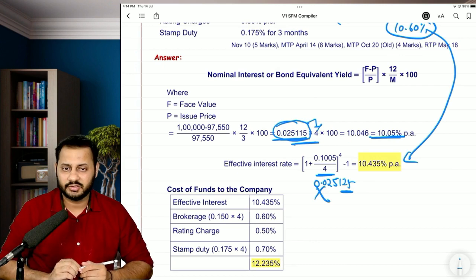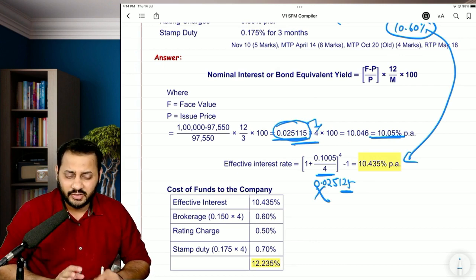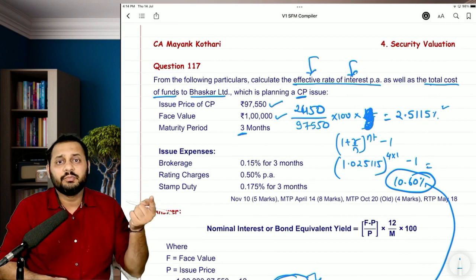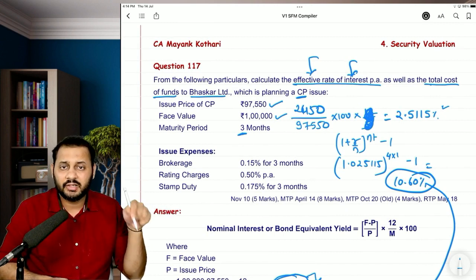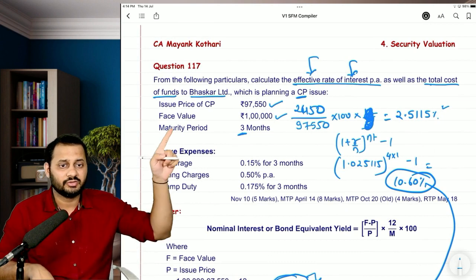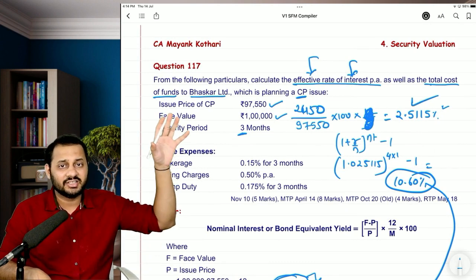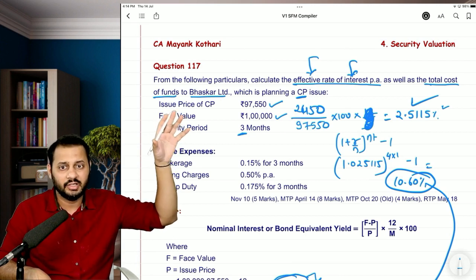Effective rate of interest. Do you know how to calculate the effective rate of interest? It is nothing but (1 plus r divided by n) to the power nt. R should be the per annum rate, right? And r by n should be the quarterly rate. This is the quarterly rate, 2.5115. So this is just the interest cost which the company has to bear on this.